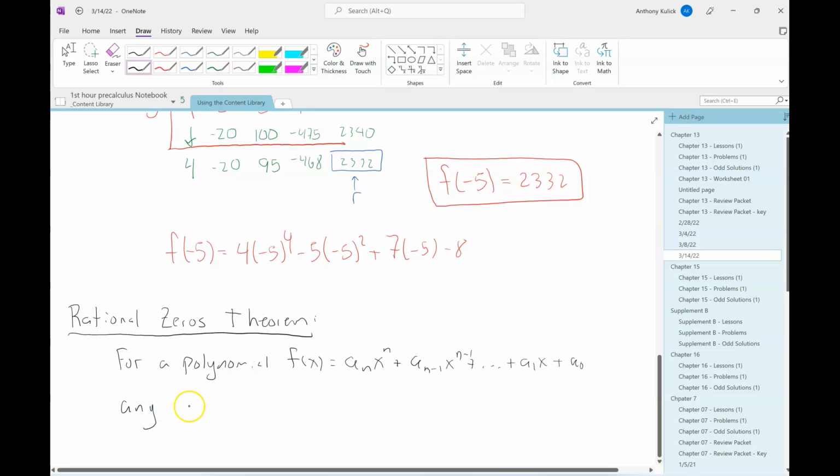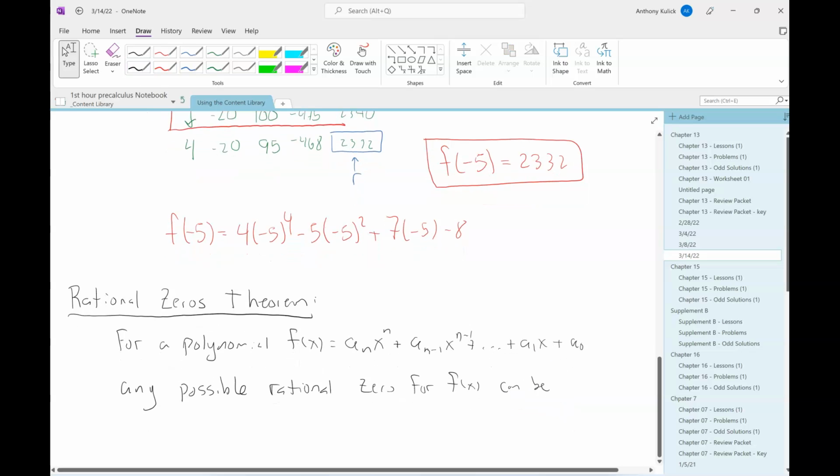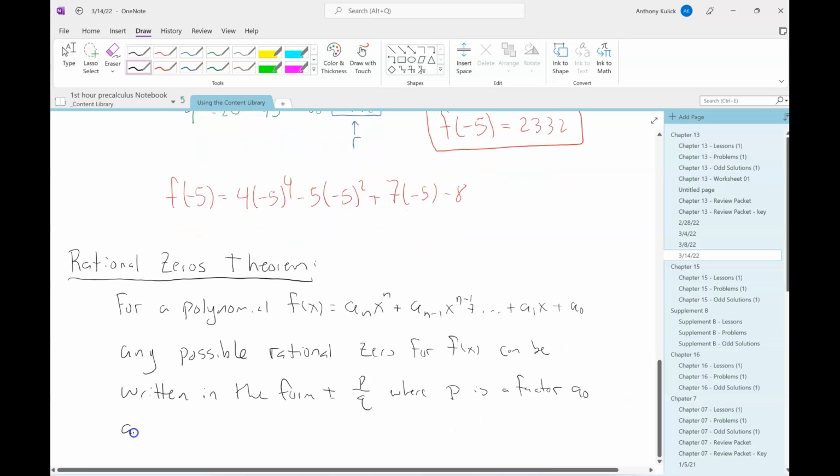This says then any possible rational zero for f of x can be written in the form plus or minus p over q, where p is a factor of the constant term and q is a factor of the leading coefficient, maybe we'll just say a sub n.